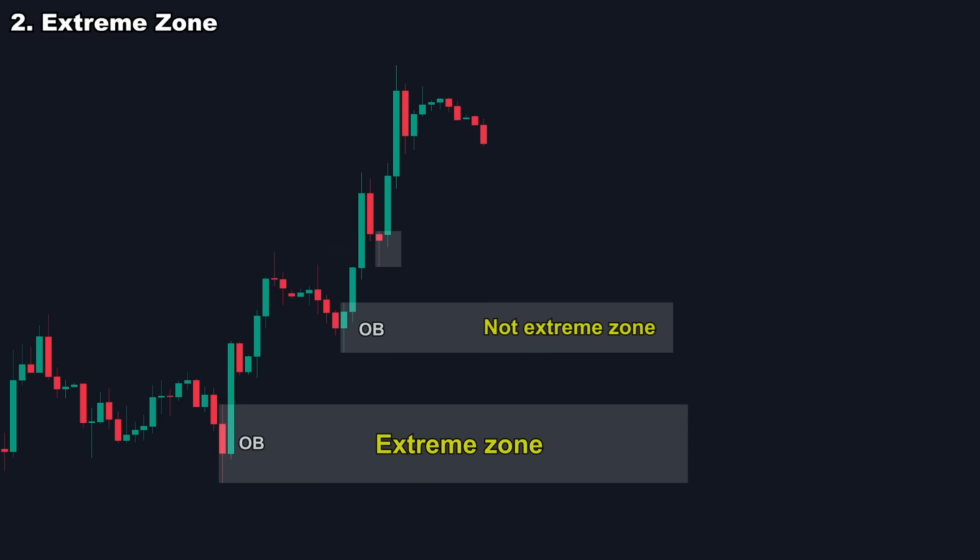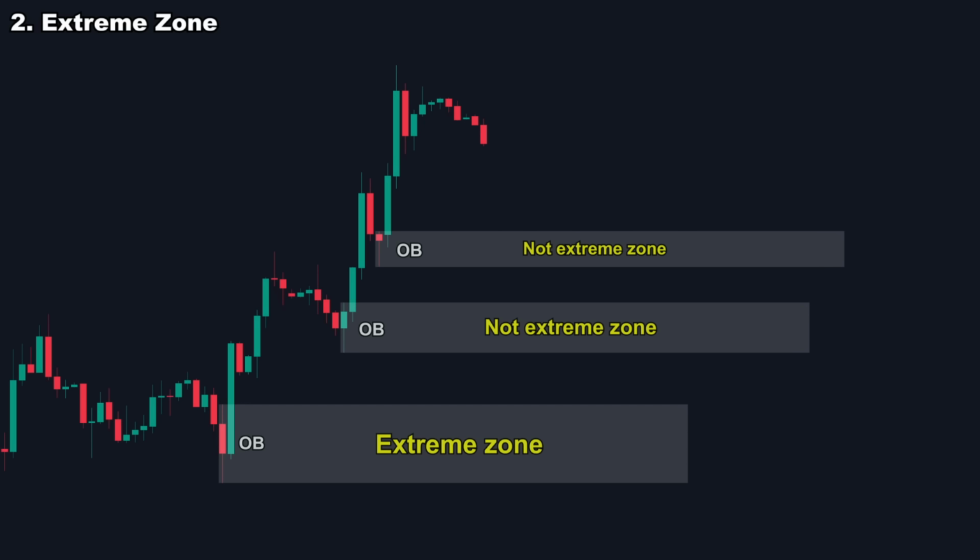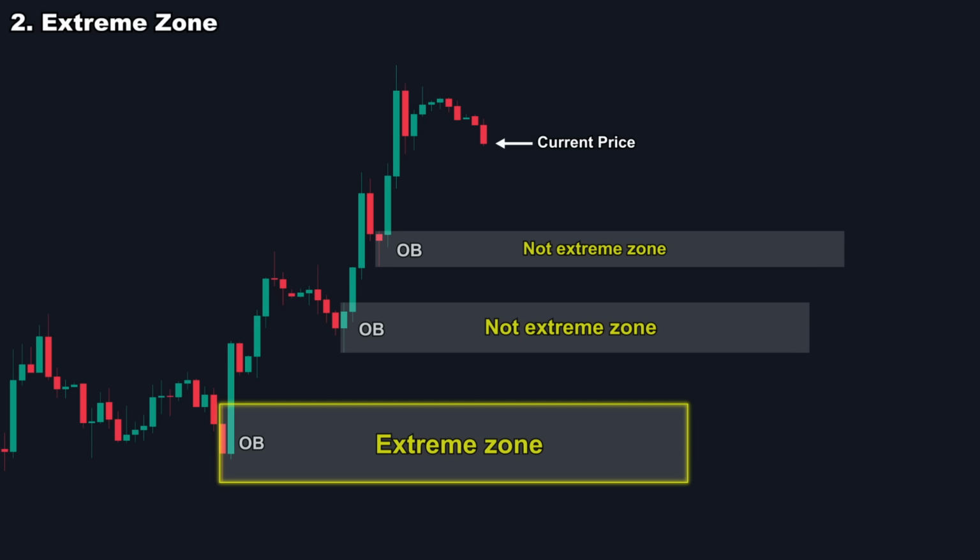The second factor is the concept of extreme zones. When a price move leaves behind multiple imbalanced zones, the furthest one from current price, the extreme zone, tends to carry the most weight.